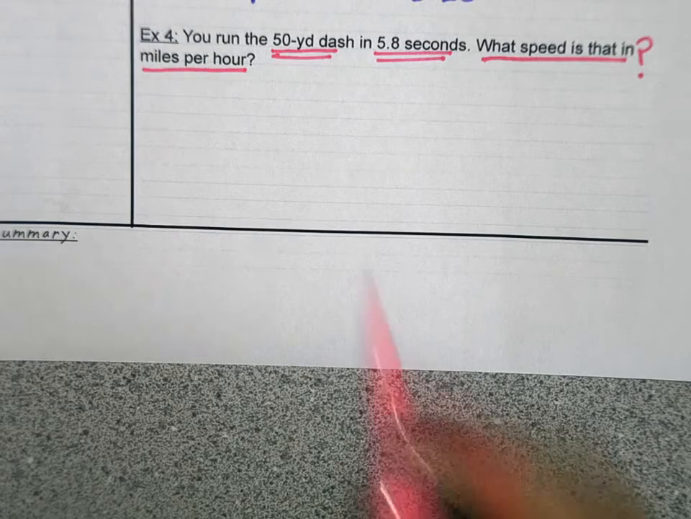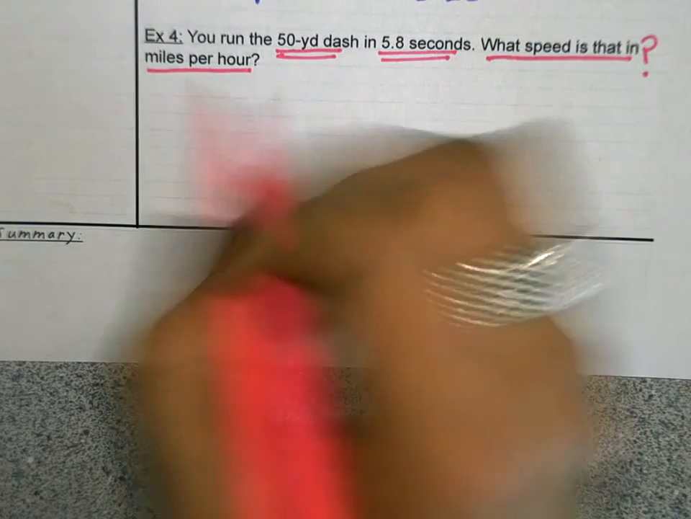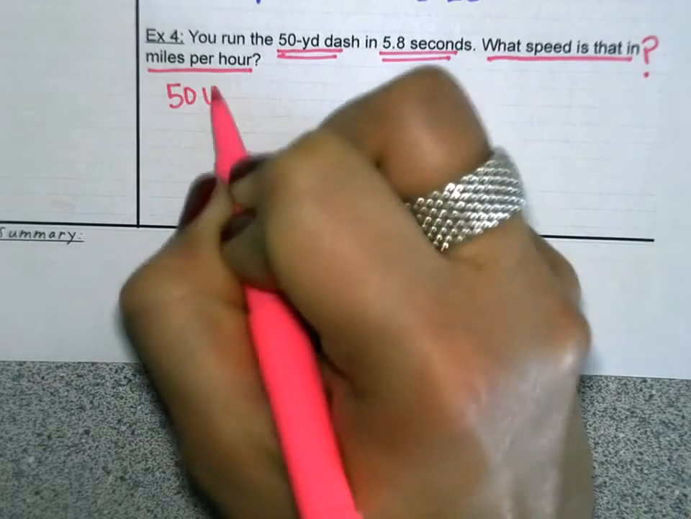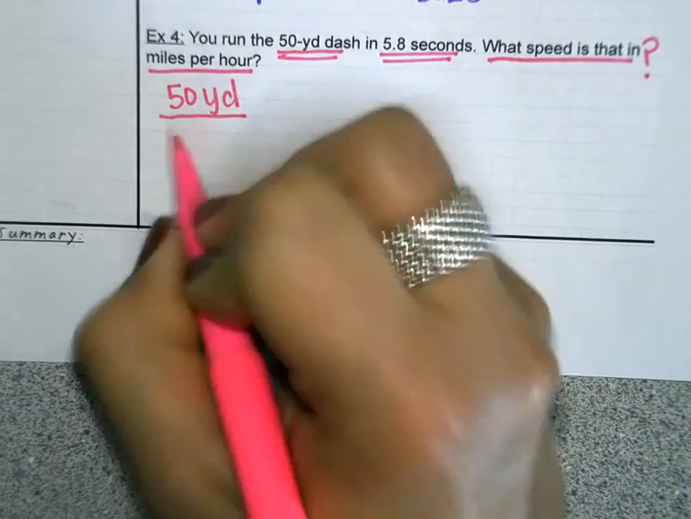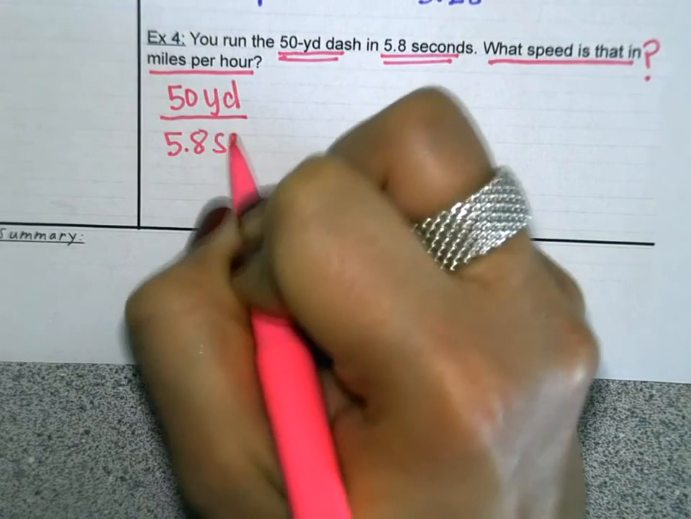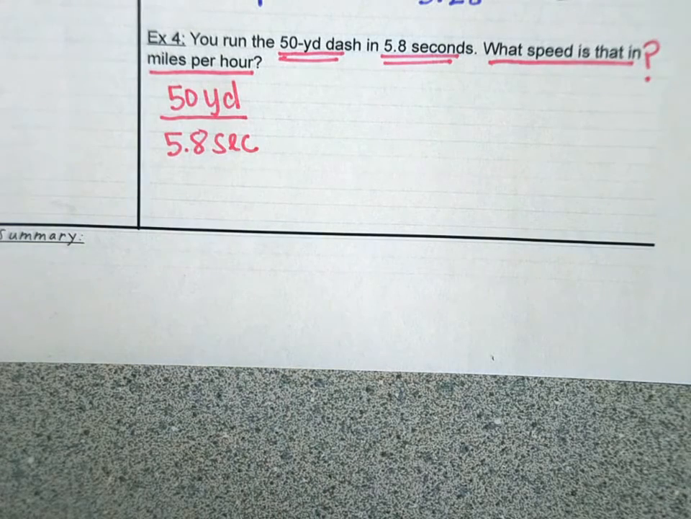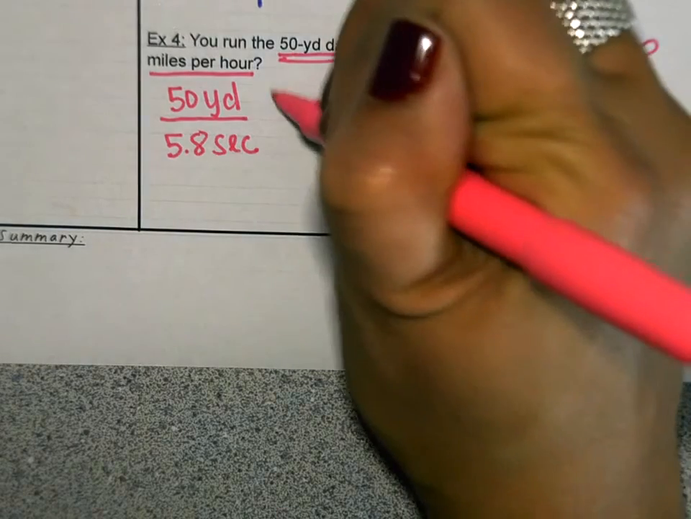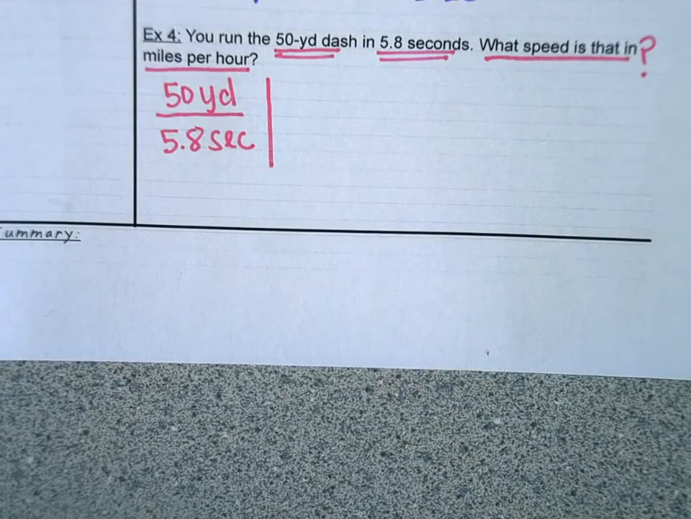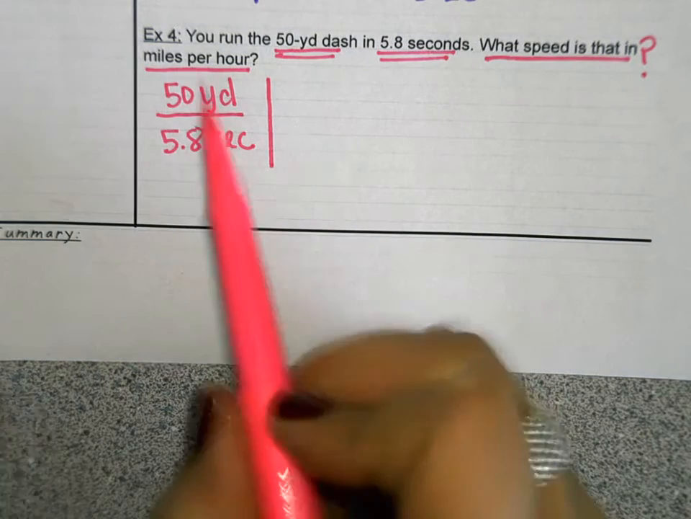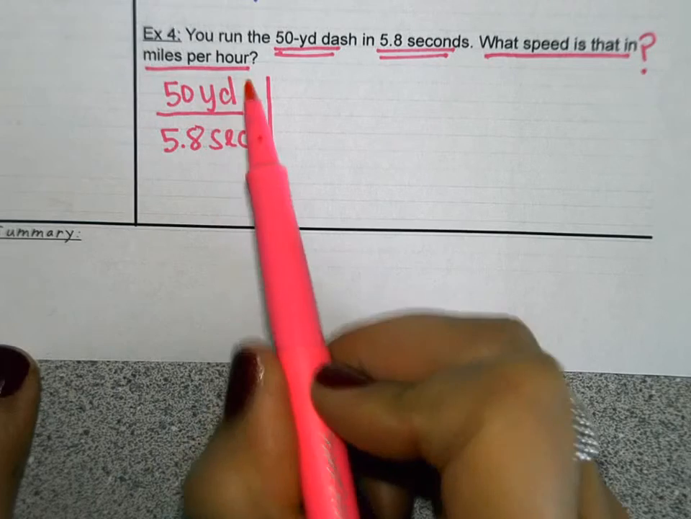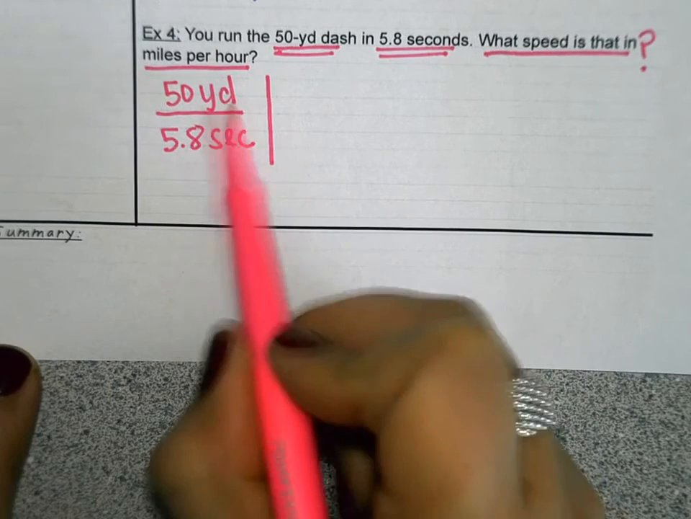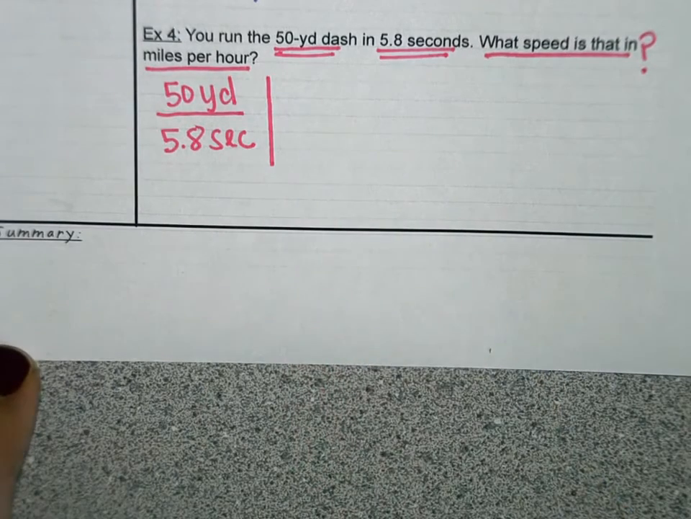So let's get this set up. The information given is that I do 50 yards in 5.8 seconds. So I have an actual rate here. 50 yards in 5.8 seconds. Put your vertical line. Now my question wants this rate in miles per hour. So I'm going to have to convert yards to miles and also seconds to hours.